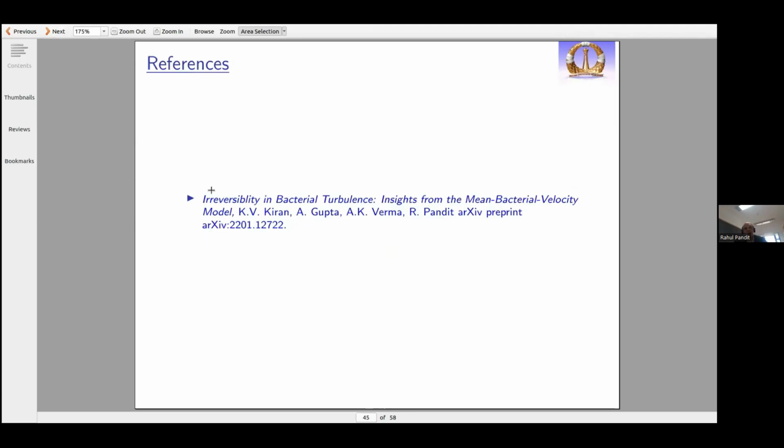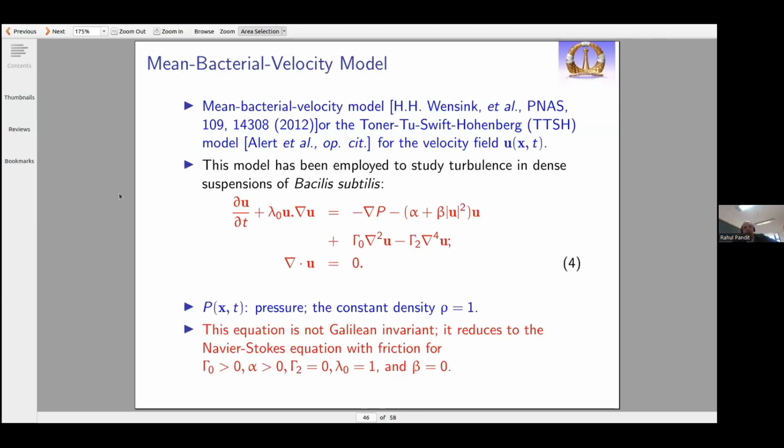Now I come to the last or penultimate part of my talk, which is irreversibility in bacterial turbulence. Now again, this is the preprint that we have. I don't have time to derive all the equations, but they are well known now. They're even covered in review articles.